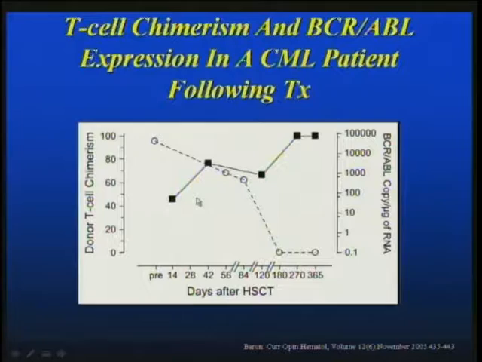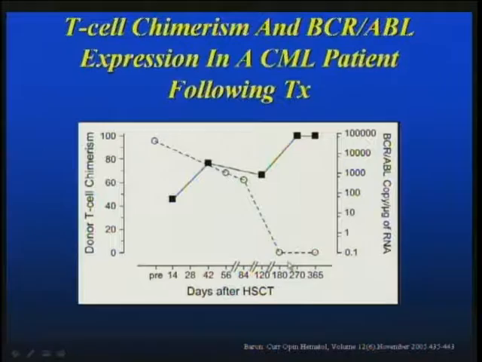This is a single CML patient, and what was done here is we followed engraftment, of course, in the T-cell lineage for this patient. Meanwhile, the molecular diagnostics lab also looks at BCR-ABL in this patient, which is their molecular marker for the disease. As you can see, as T-cell engraftment proceeds, the BCR-ABL signature starts to decrease, so that by the time 100% engraftment is attained, there's very little BCR-ABL detected in this patient.